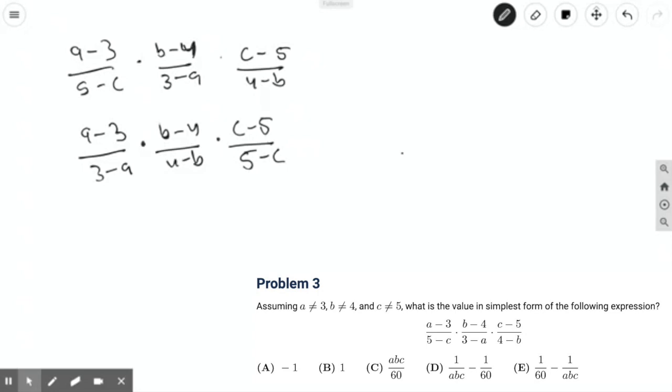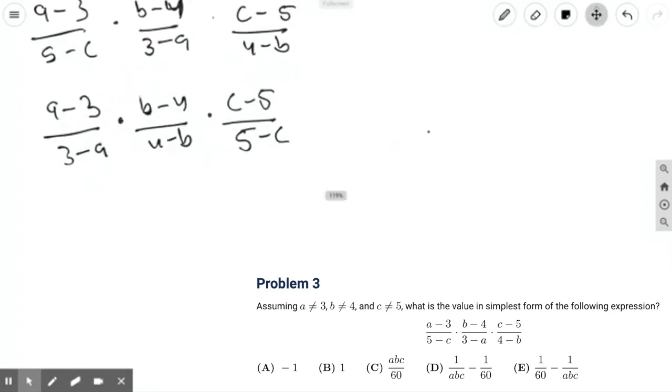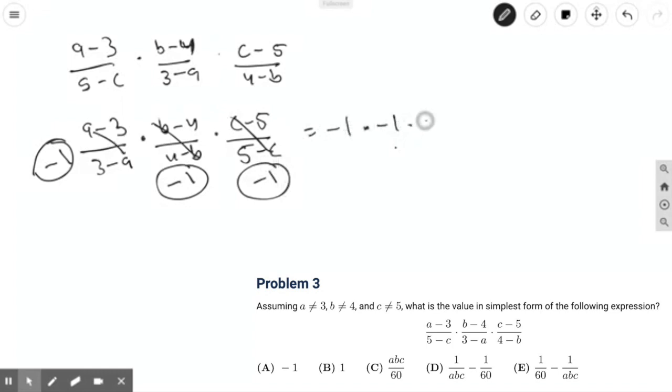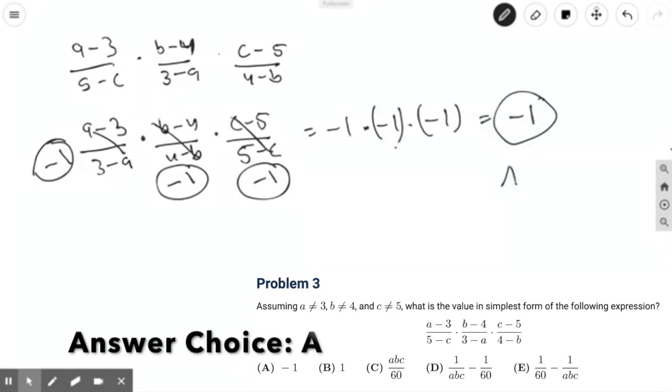So from here, we can see that A minus 3 divided by 3 minus A is equal to -1. And you can also see that B minus 4 over 4 minus B is also equal to -1, and C minus 5 over 5 minus C is also equal to -1. Therefore, our answer becomes -1 times -1 times -1, which results to the answer of -1, which is answer choice A.